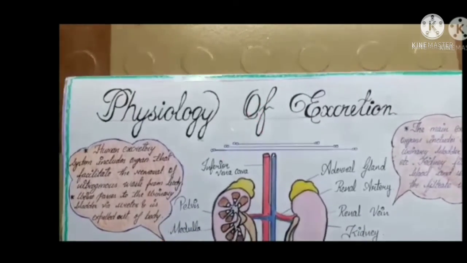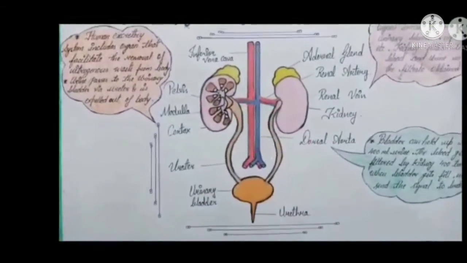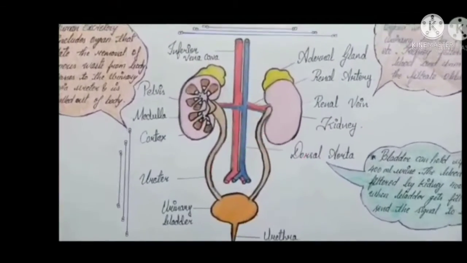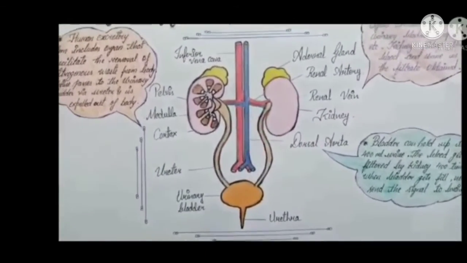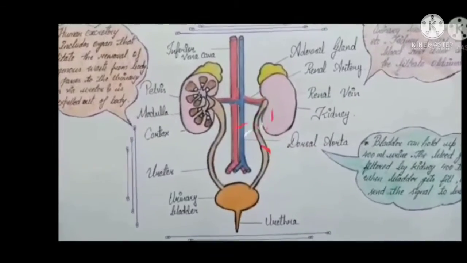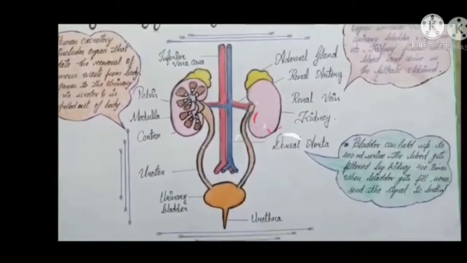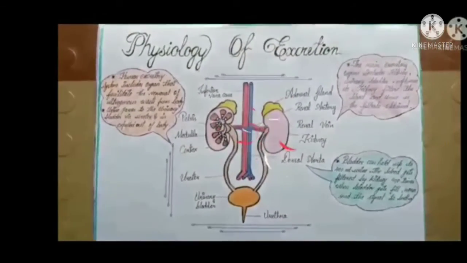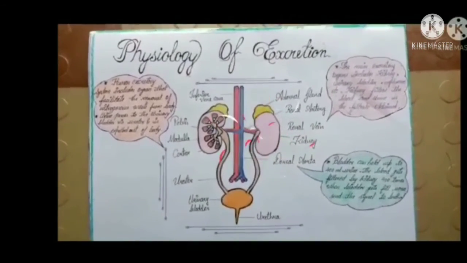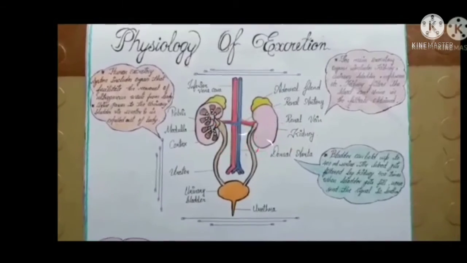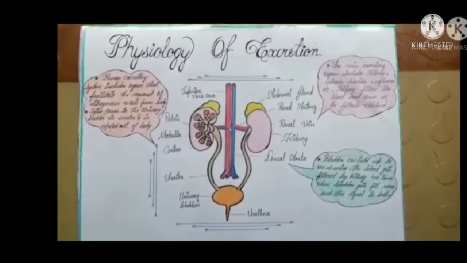The human excretory system includes organs that facilitate the removal of nitrogenous waste from the body. Urine passes to the urinary bladder via the ureter and is expelled out of the body. The main excretory organs include the kidney, urinary bladder, nephron, etc. The kidney filters the blood and urine is obtained. The bladder can hold up to 400 ml of urine.